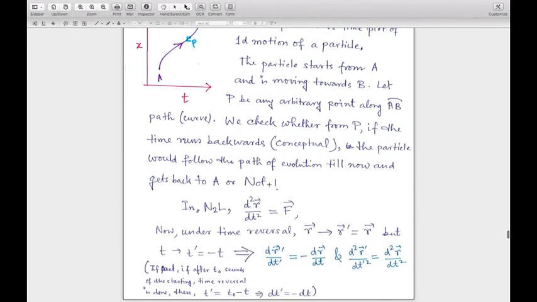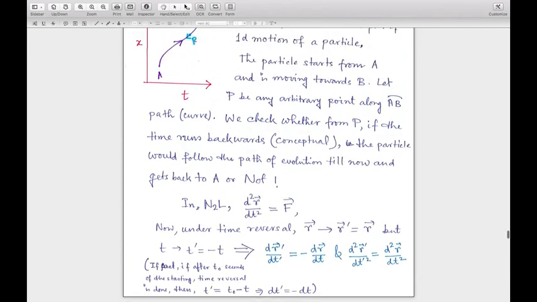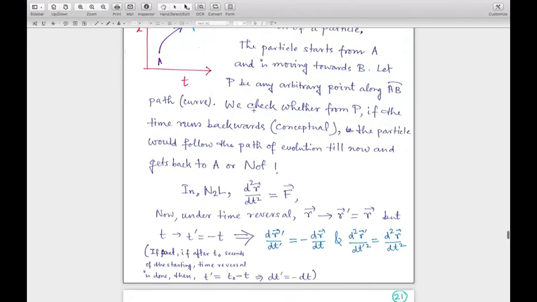Now, we know that the governing equation is Newton's second law, so we just write Newton's second law over here. This is d2r/dt2 = F. Now under time reversal we know that r is not affected, the position vector is not affected. That means when exactly at the instant when time starts flowing backward, the position vector remains at P. So it doesn't really change because the particle is over here. So the position vector from some origin should not change, right?